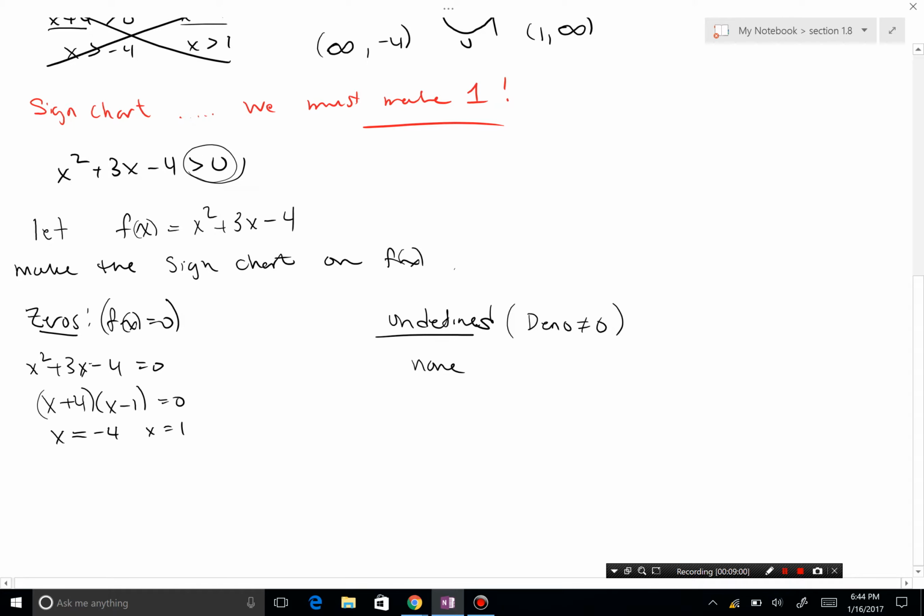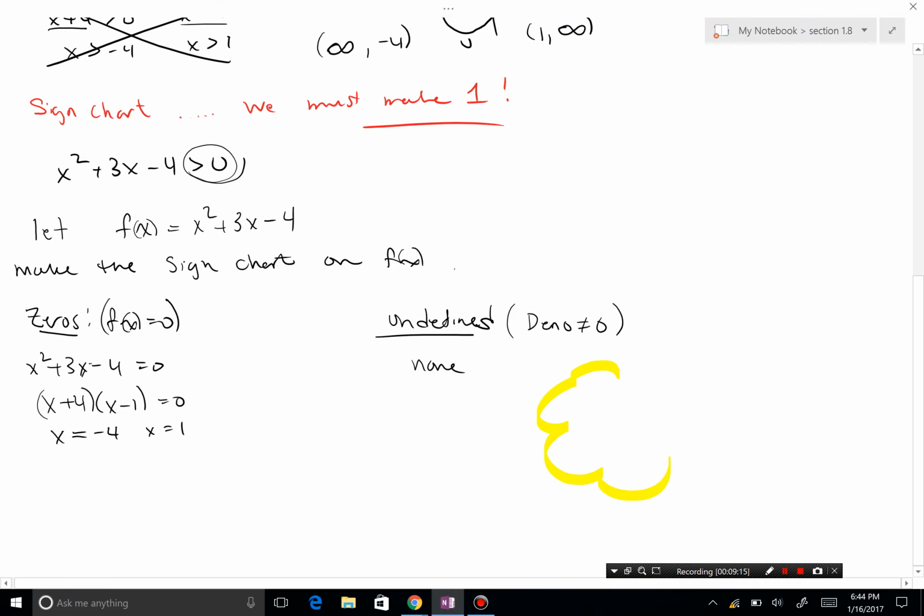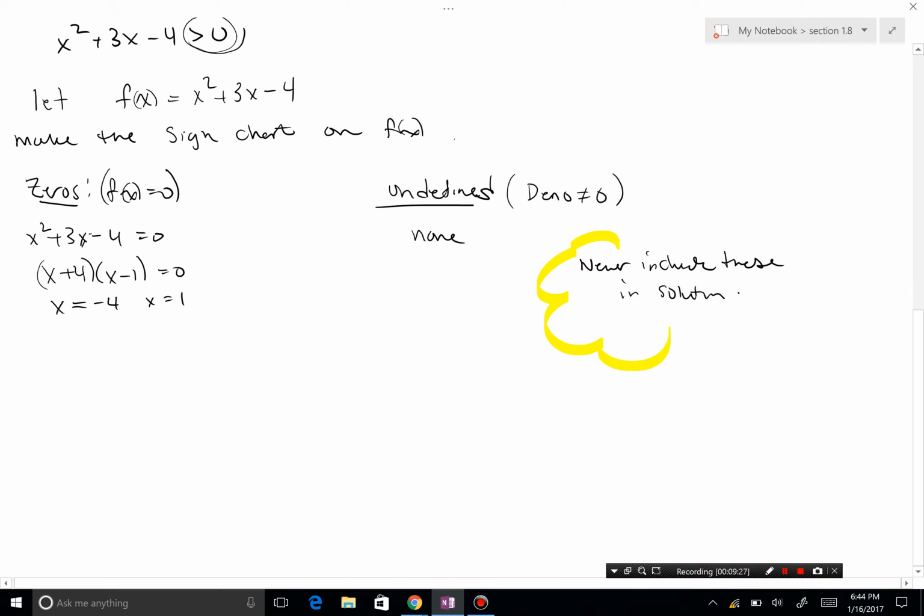And if I do, I'll never include them. Never, ever include them because you can never divide by 0. So if a number can make the denominator 0, it has to go. That's the moral of the story. So maybe I'll put that in a nice little think bubble here. Never include these in the solution, because it means you're letting stuff through that might break your function.